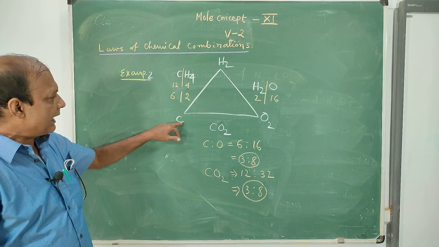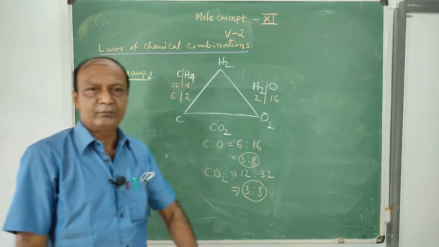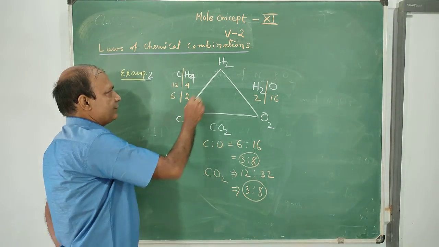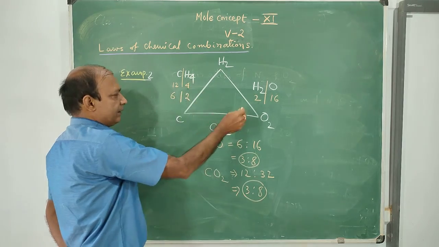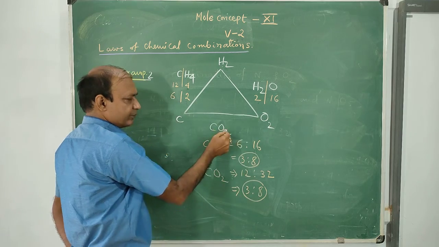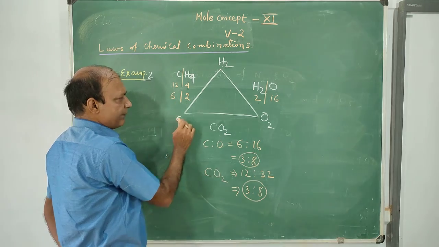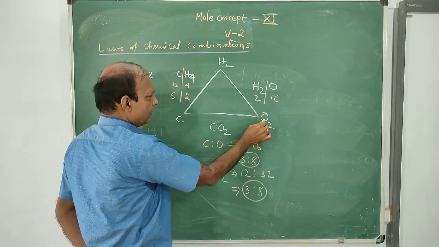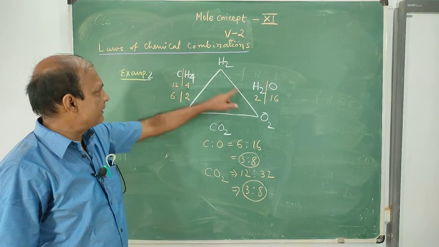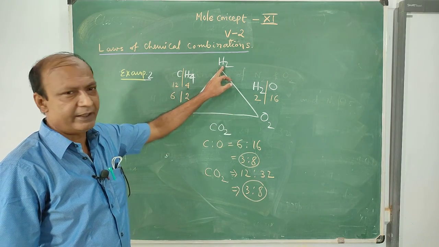Try to see. I have taken 3 elements. You can take any 3 elements in triangular form which can form compound with each other. Now see, when carbon combines with hydrogen, it forms methane. When hydrogen combines with oxygen, it forms water. When carbon combines with oxygen, it forms carbon dioxide. Now, when two elements combine with a third element, this is the third element. Two elements combine with the third element.